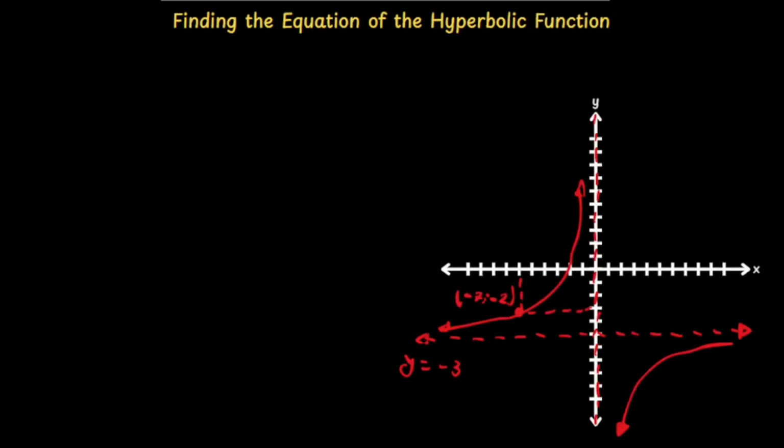We are now going to find the equation of the given hyperbola, which is sketched on your screen right now. Let's look at the information that we have. We have its horizontal asymptote, which has the equation y is equal to negative 3, and we have a point on this function. We also know the shape of the function looking at the way it has been plotted. So let's go ahead and write the standard equation for this function.